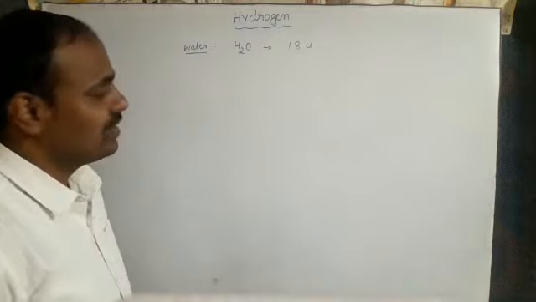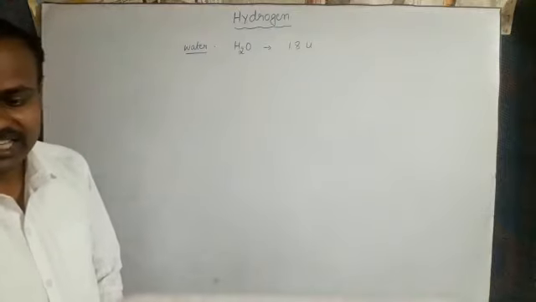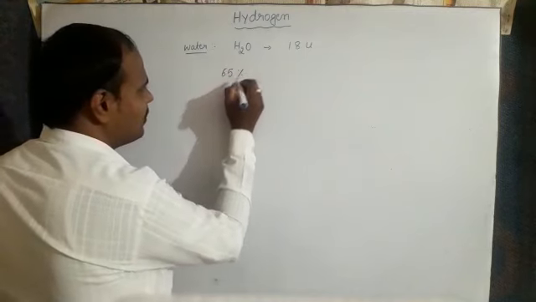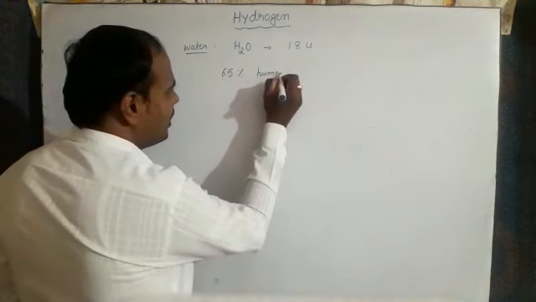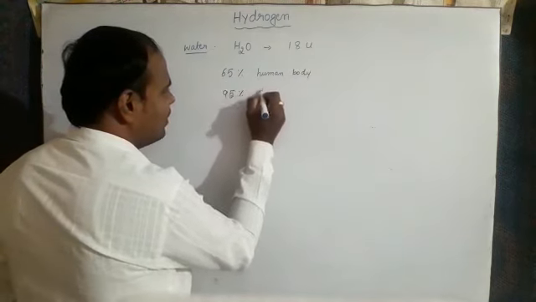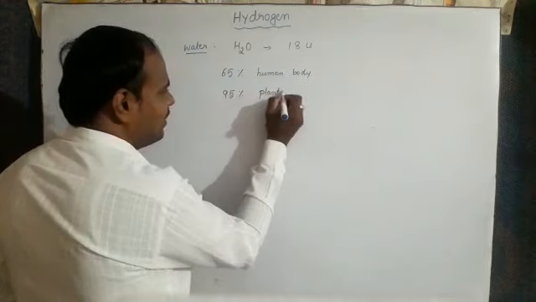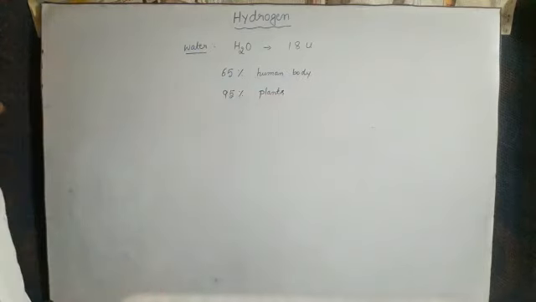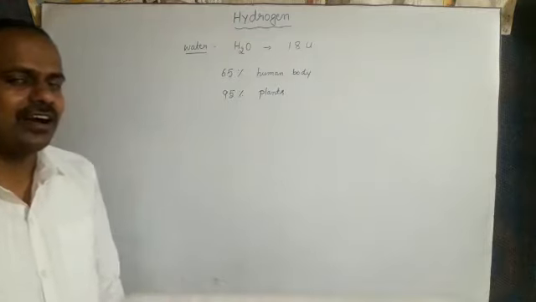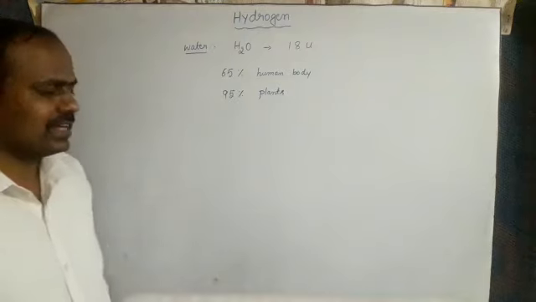Water is a very important compound for the survival of living beings. It exists at 65% in the human body and 95% in plants. What is the percentage of water present in plants? 95%, and in human beings 65%.